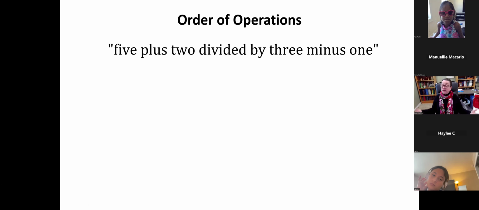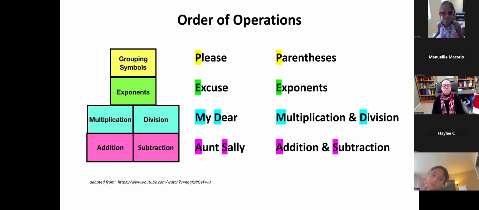Okay, let's see how we did with our order of operations. All right. Here's what order of operations is. These are the rules. Math is full of rules, and these are the orders that things happen in. So things that are in parentheses are going to happen first. Things that have exponents will happen second. Then we do multiplication and division. Those are 2 sides of the same coin. And then addition and subtraction would happen last.